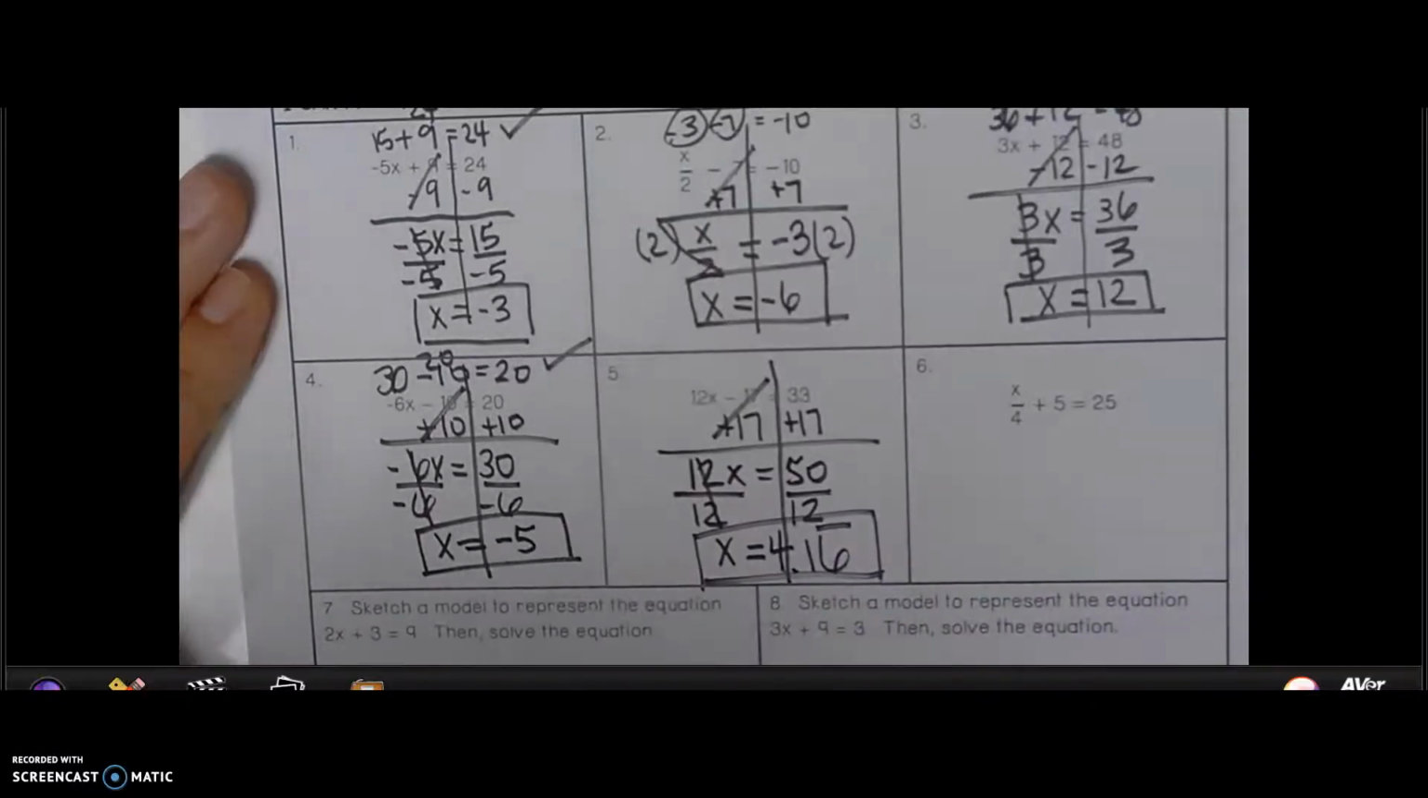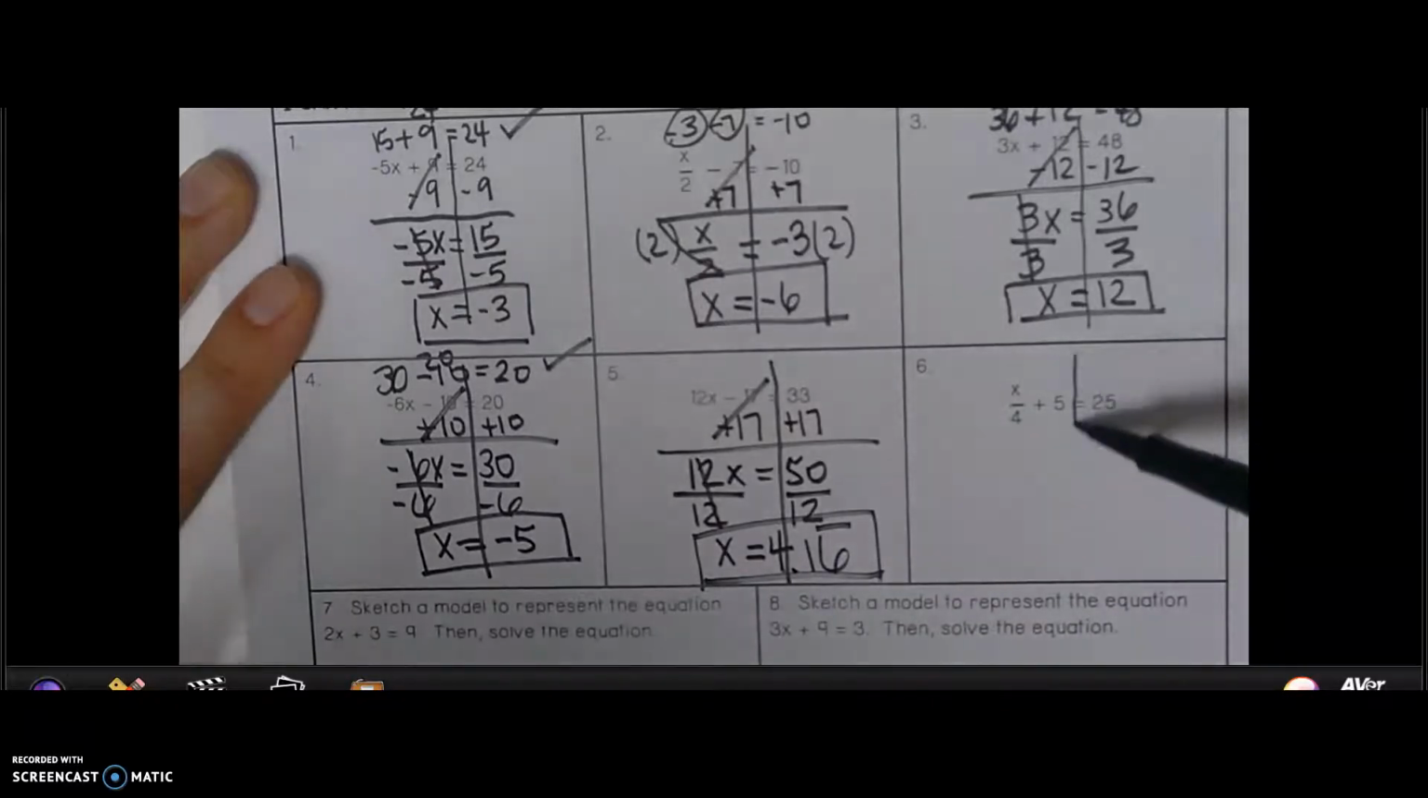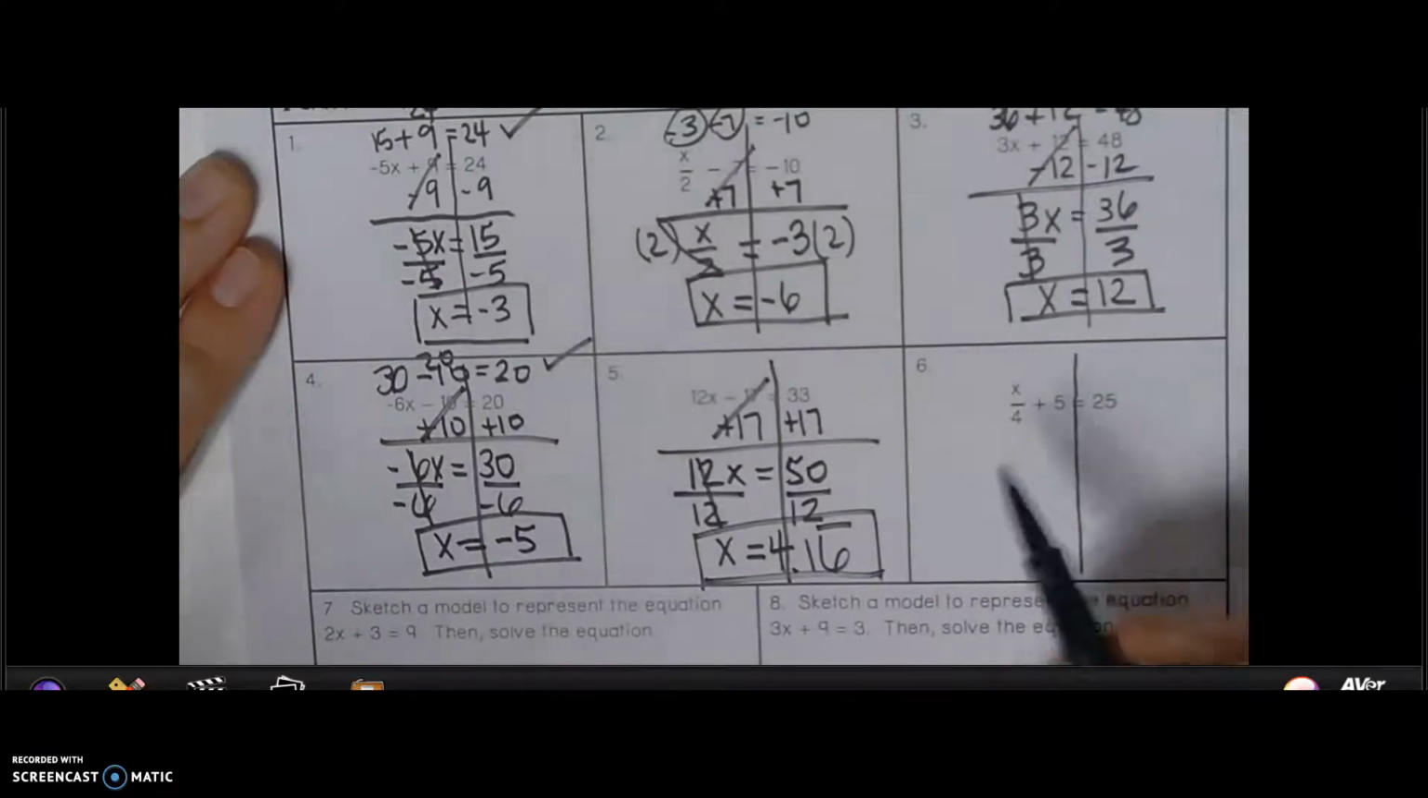x is equal to 4.16. If I came over here or somewhere on my paper where I had a little bit more room, I could do the actual division for 50 divided by 12, and that's what I would come up with. But just in terms of saving time for the video, I'm going to skip that.